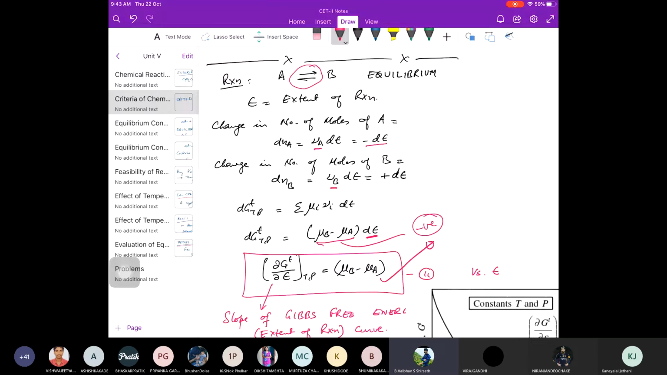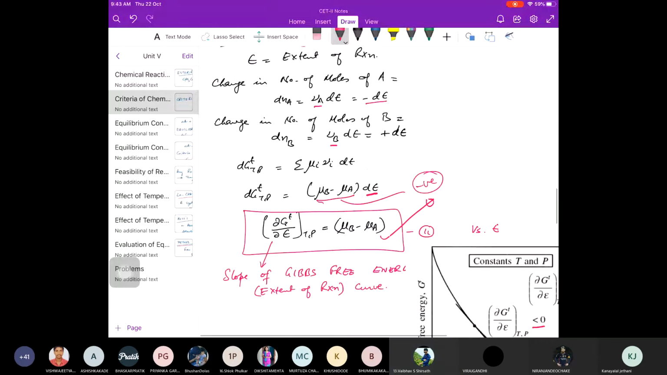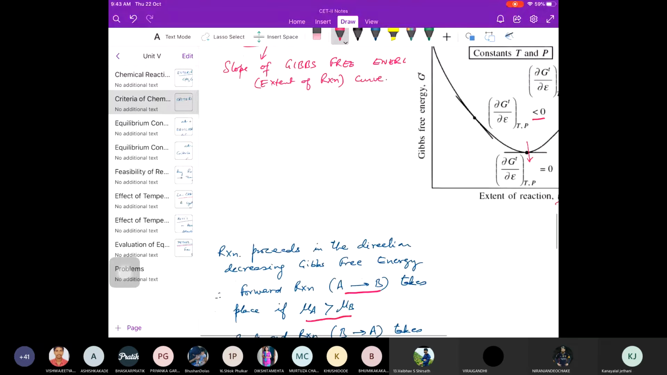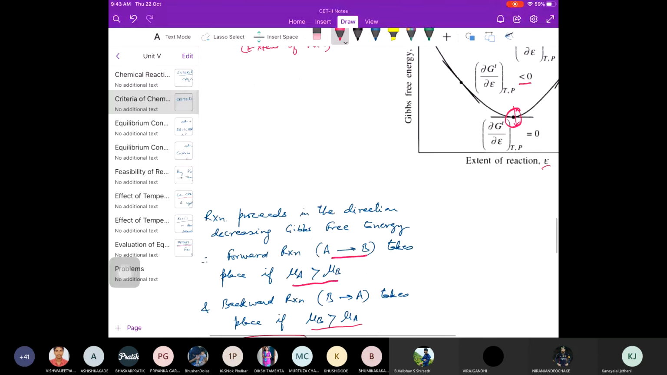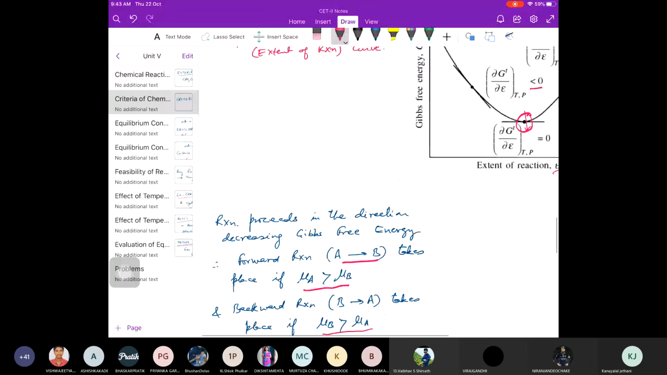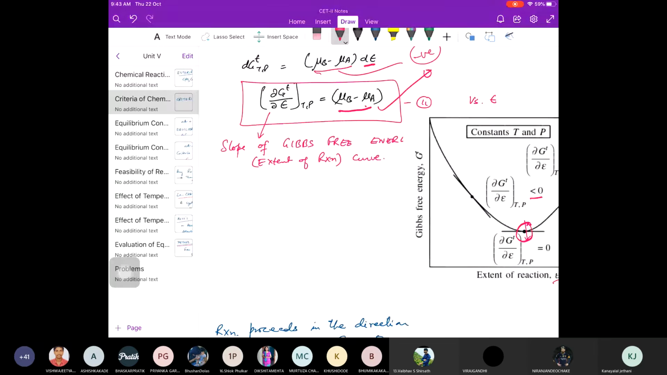What is equilibrium? Rate of forward reaction is equal to rate of backward reaction, right? So in this case, equilibrium is here. When this slope is zero, this is the equilibrium condition. And when mu A is greater than mu B, the forward reaction will take place. When mu B is greater than mu A, the reverse reaction takes place, because that is what it shows right here.